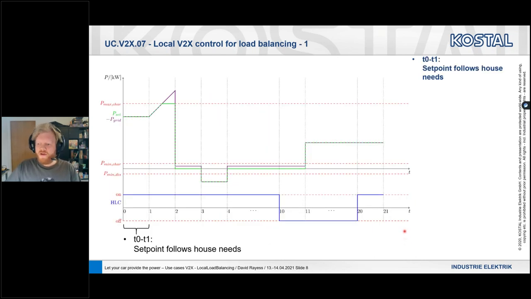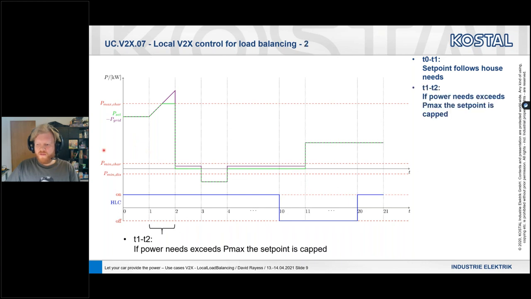I will now explain the different operation points with the help of a diagram. First, a simple case: surplus power is loaded into the vehicle. But the surplus power can only be used within predefined limits, and the limitations can come from the vehicle via OCPP and from the wallbox itself.